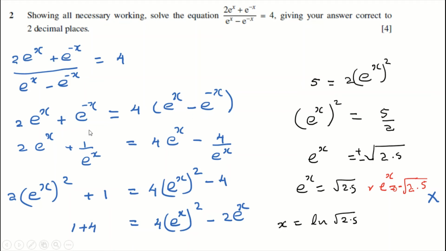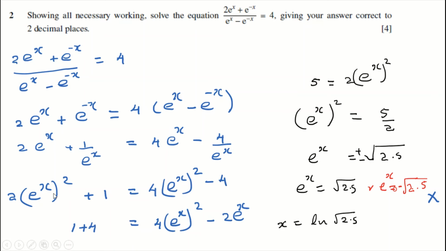Then you can write this e to the power minus x as 1 over e to the power x. Then you will get 2 e to the power x plus 1 over e to the power x is equal to 4 e to the power x, open this bracket, minus 4 over e to the power x. Then we multiply the whole equation by e to the power x. When you multiply this one by e to the power x, this will become 2 e to the power x squared. When you multiply this one by e to the power x, this will become 1. 4 e to the power x squared in the same way, and this will become minus 4.